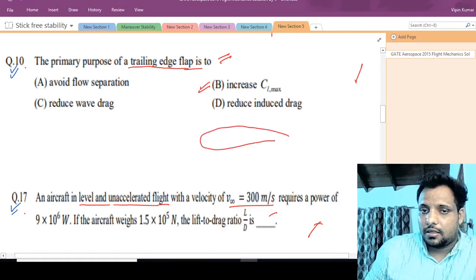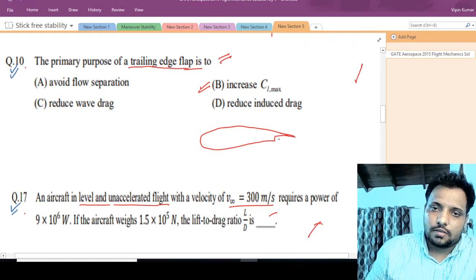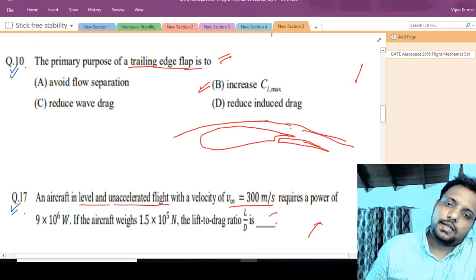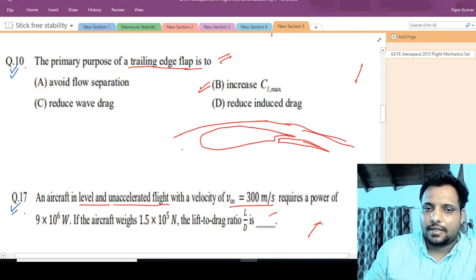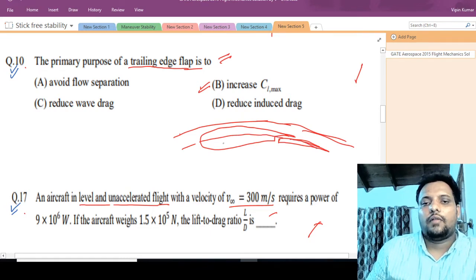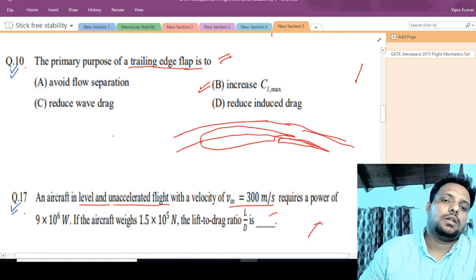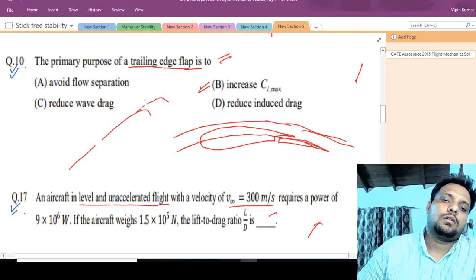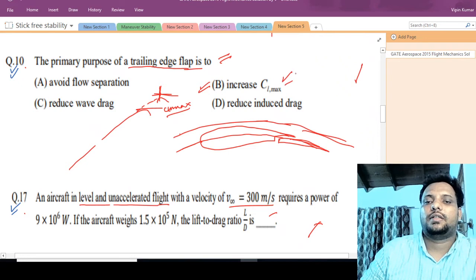If you look at the diagram here, it is something like this. Let's say this is the flap. Okay, so because of the flap, what is visible here is that it increases the surface area as well as the camber. Okay, and camber is increased, so obviously there is an increment in CL max values. Okay, this is CL max, let's say without flap, and this is with flap, so it will be the higher value. That is why increase CL max is the correct option here.